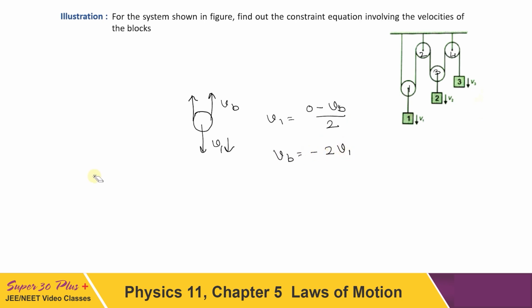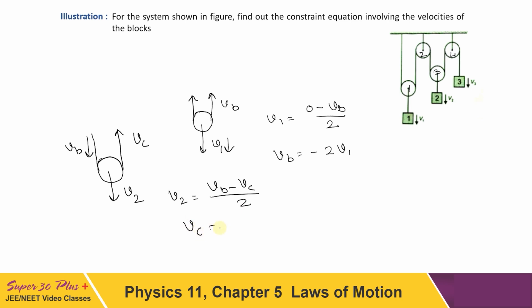Now let me draw the FBD for pulley 3. As you can see in the diagram, the left hand side is coming down with velocity vb and the right side is moving up with some velocity, let that be vc. Of course, it is being pulled down with velocity v2. Now from here we can write v2 is equal to vb minus vc upon 2. So we got vc, because vb we have already derived. So vc can be written as vb minus 2v2.